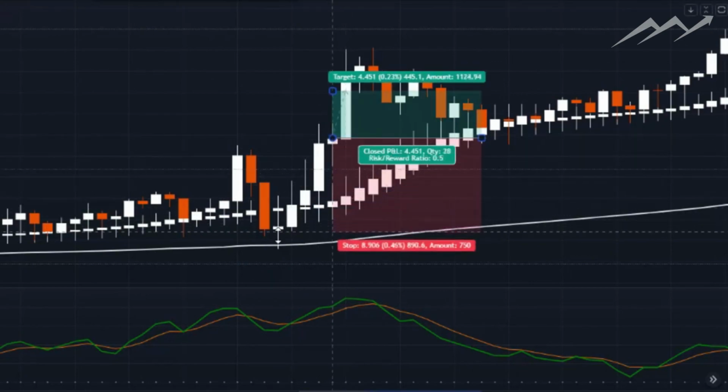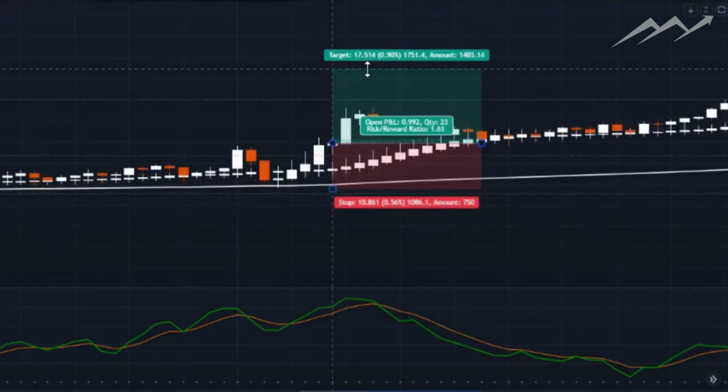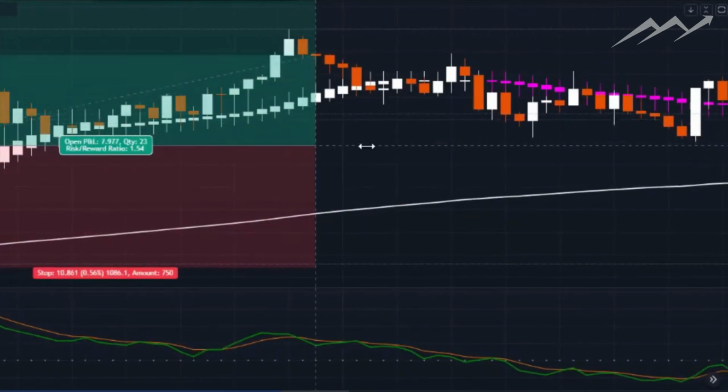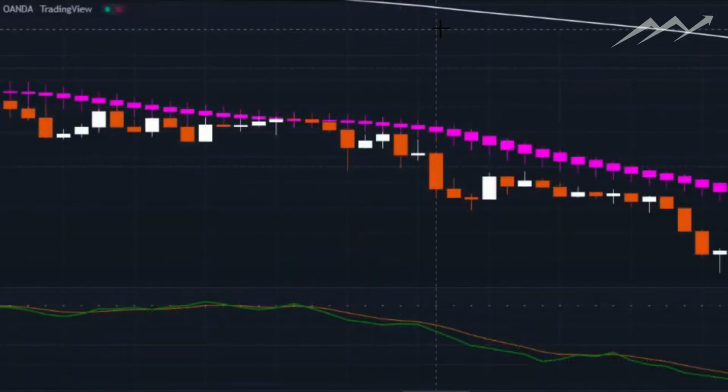And as soon as we have all these conditions met, we will go ahead and place a buy order. We will set a stop loss at the recent swing low, and we will be targeting 1.5 times the risk. Exactly opposite is true for short.